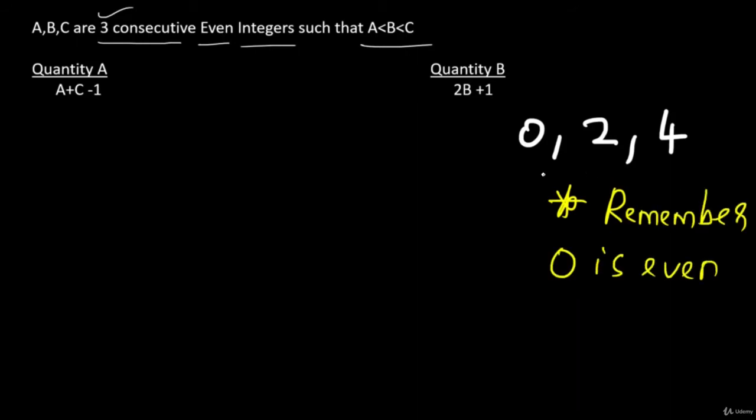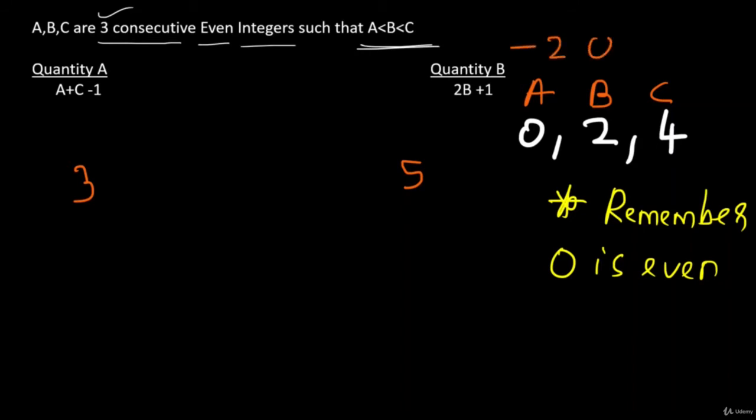Now, over here we have 3 consecutive even integers. As per this criteria, A will be 0, B will be 2 and C will be 4. Now, A plus C minus 1 will be 0 plus 4 minus 1, which is 3, and 2B plus 1 is 2 into 2 plus 1, which is 5. So, I am getting quantity B as the greater quantity. Let me try another set of numbers.